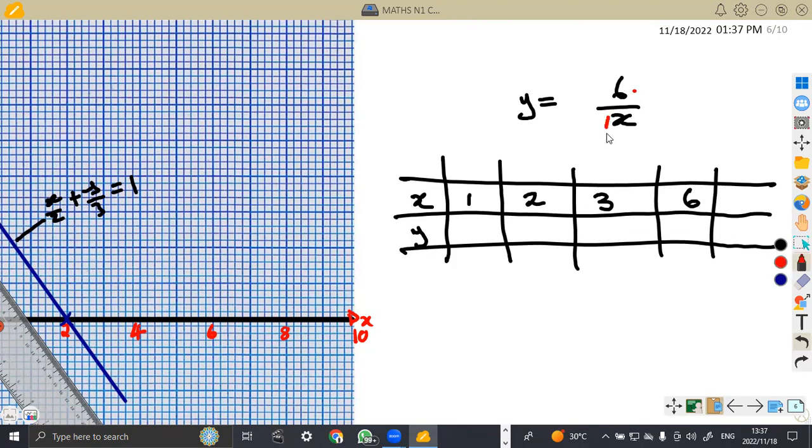When x is 1, if we substitute the value of x as 1, 6 over 1 is 6. If x is 2, that's 6 divided by 2, which is 3. 6 divided by 3 is 2. 6 divided by 6 is 1. So these points, from 1 to 6, are actually enough.